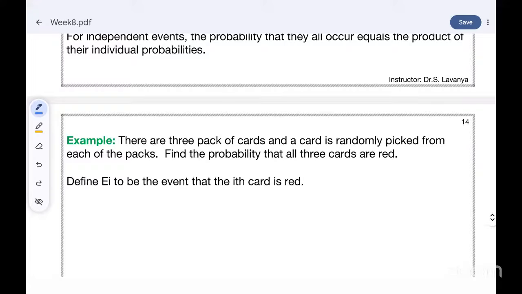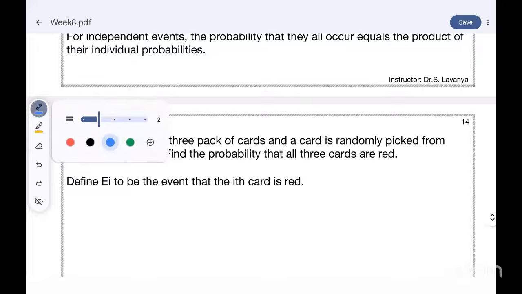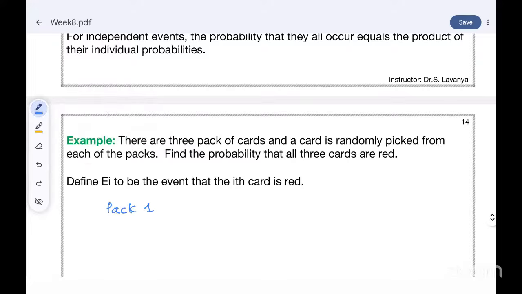So this is a very easy question. Everyone please go through it again. I have also started with a hint to start answering the question. You are having 3 packs of cards: pack 1, pack 2, pack 3. In each pack, you have 52 cards, and a card is randomly picked from each of these packs. Find the probability that all the 3 cards are red.